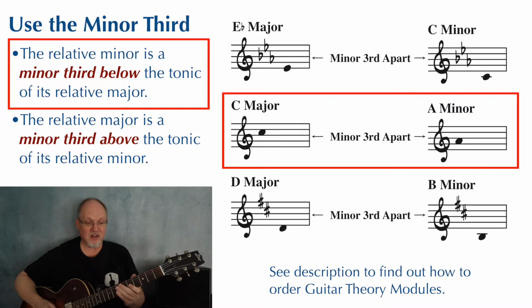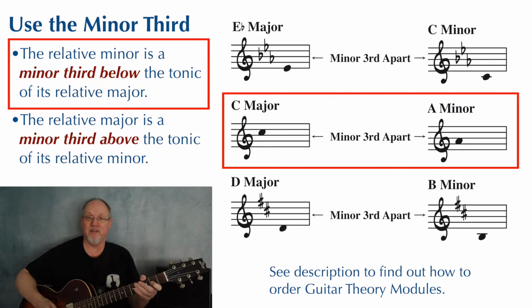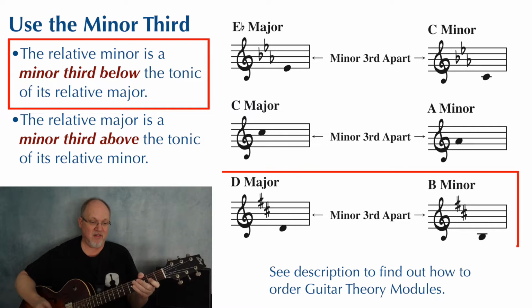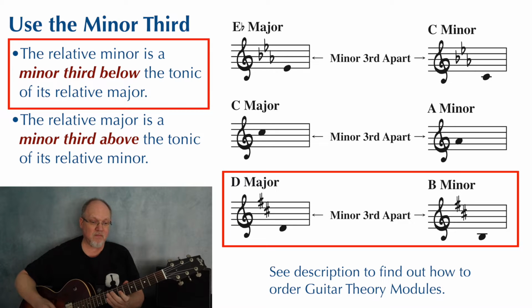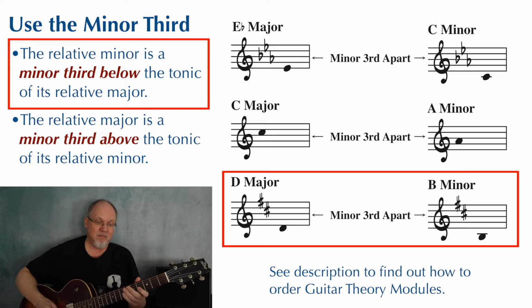And here's a C for C major. A minor third below C is A. A is a relative minor of C. And then here's a D. A minor third below that is a B. B minor is the relative minor of D major.